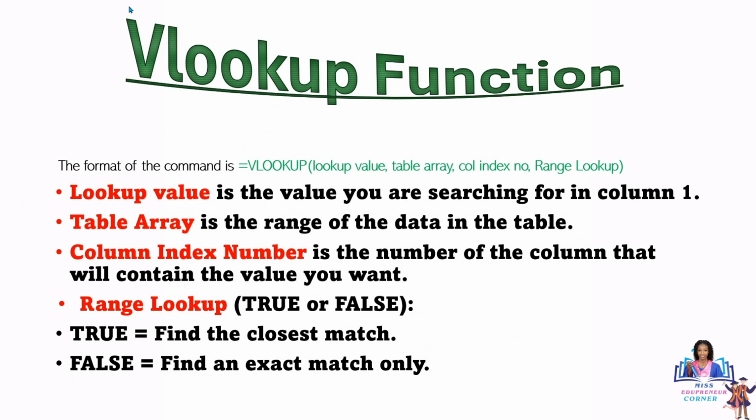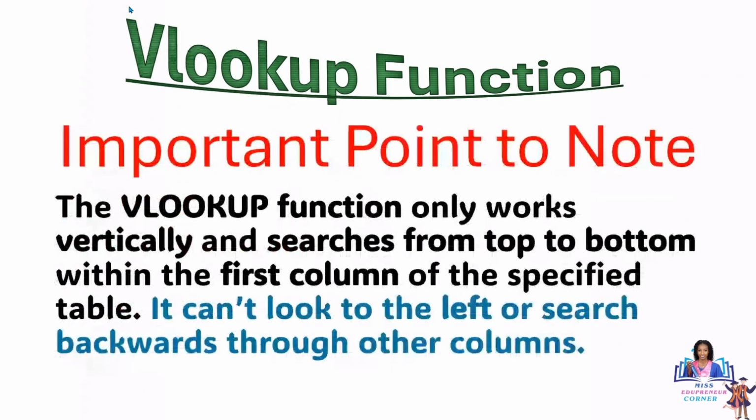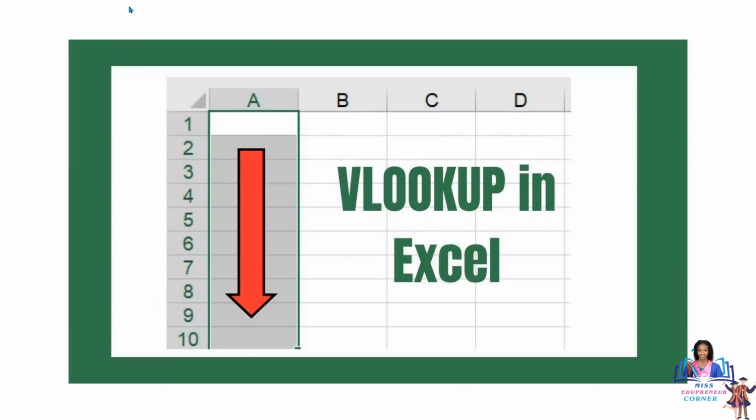So important point to note. The VLOOKUP function only works vertically, so that's from top to bottom, within the first column of the specified table. It can't look to the left or search backwards through other columns. So the VLOOKUP function in Excel searches from top to bottom, and it cannot look backwards. It can't look to our left. It can only return a value from the right.